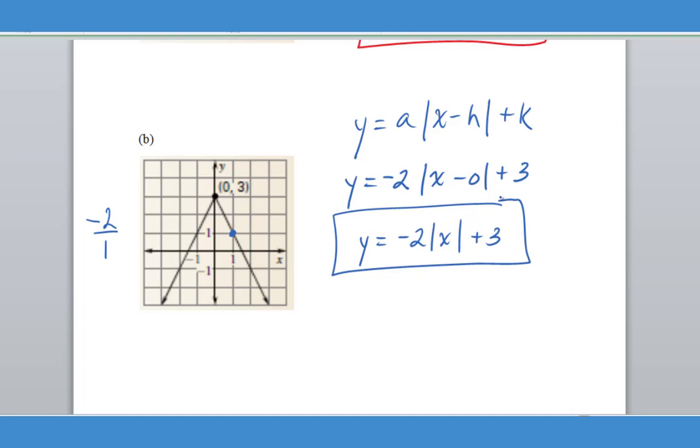The only tricky part about this may be the slope or the a value and how we come up with it. And if you need some help with that, be sure to ask your teacher questions in class. That's the most important part about this process of watching videos. Be sure to ask questions in class.